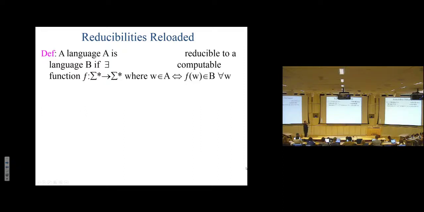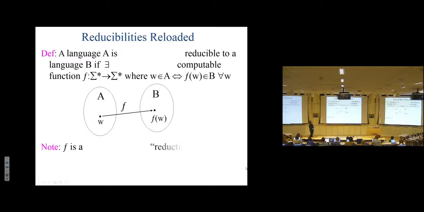So this is the old definition from a couple of lectures ago. A language A is reducible to a language B if there exists a computable function that takes A to B. How many remember that with this picture? Okay, now we're going to get funky and nuanced about this. The nuance is that f is not just a computable function. It's not enough for it to exist and be computable as opposed to undecidable. It's going to be computable within polynomial time, necessarily.